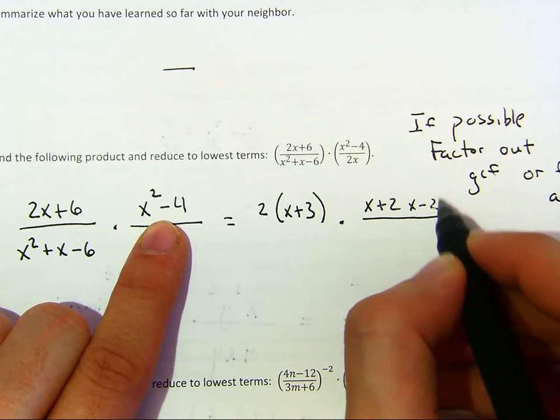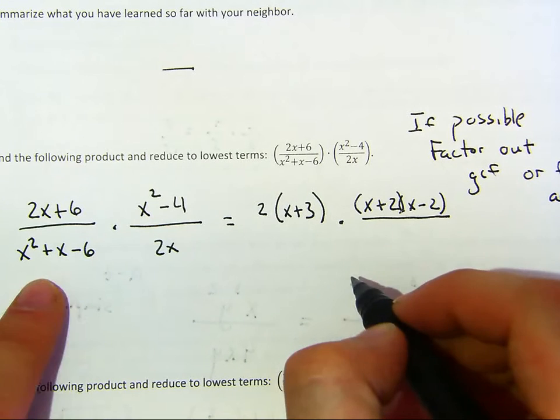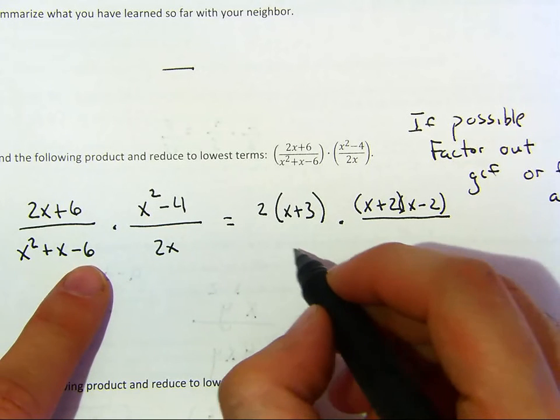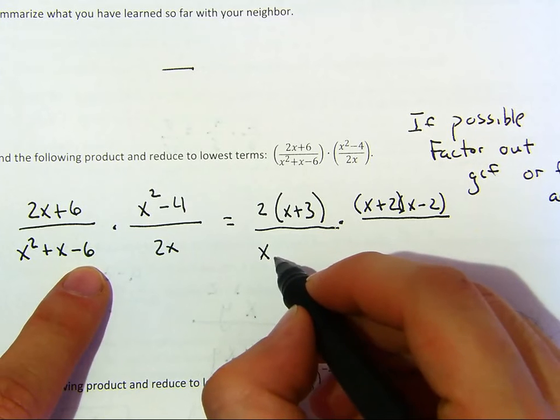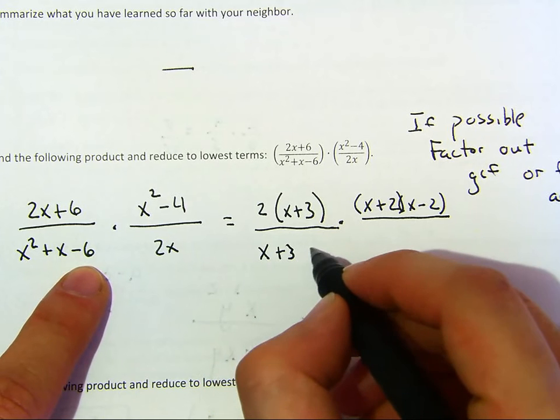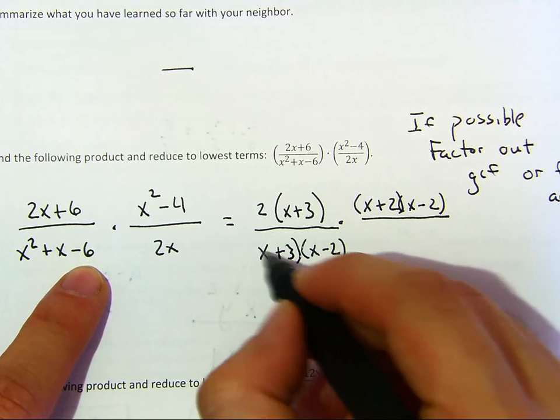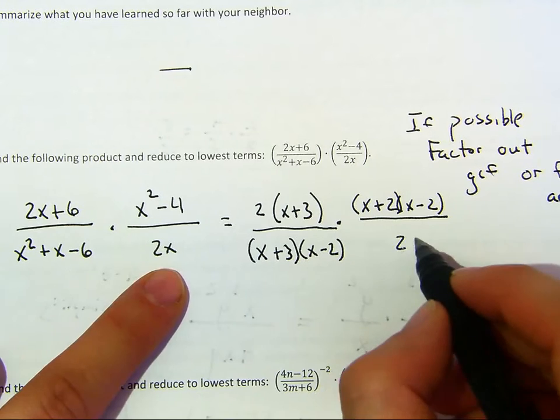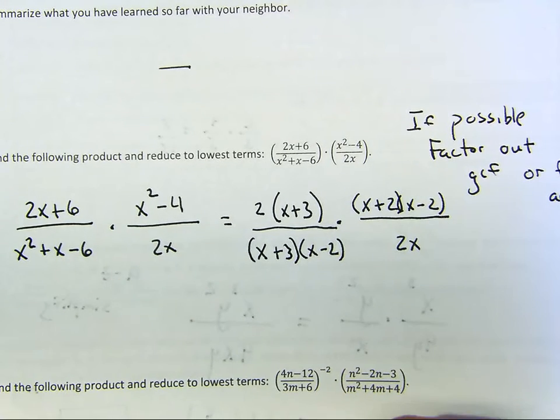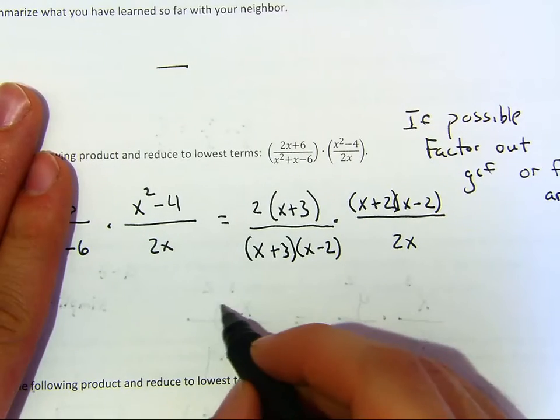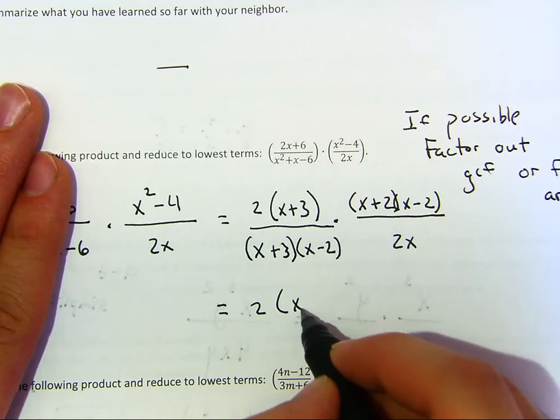This x squared minus 4 factors as x plus 2, x minus 2, right? This x squared plus x minus 6 factors as what? X plus 3, x minus 2. And this 2x just becomes 2x, right?